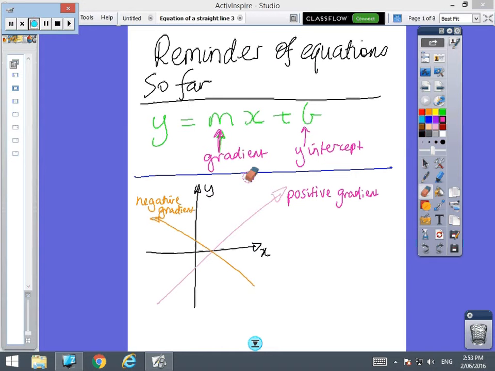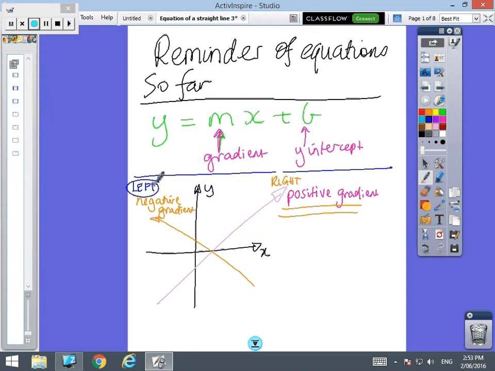Second thing I'd love you to know is that, depending on what you're looking at, I always look at going up to the right as a positive gradient, and going up to the left as a negative gradient. I know some of the girls are saying left to right, right to left, but I'm saying up to the right or up to the left, positive and negative. So you have to know that. Okay, shouldn't need to copy this down.